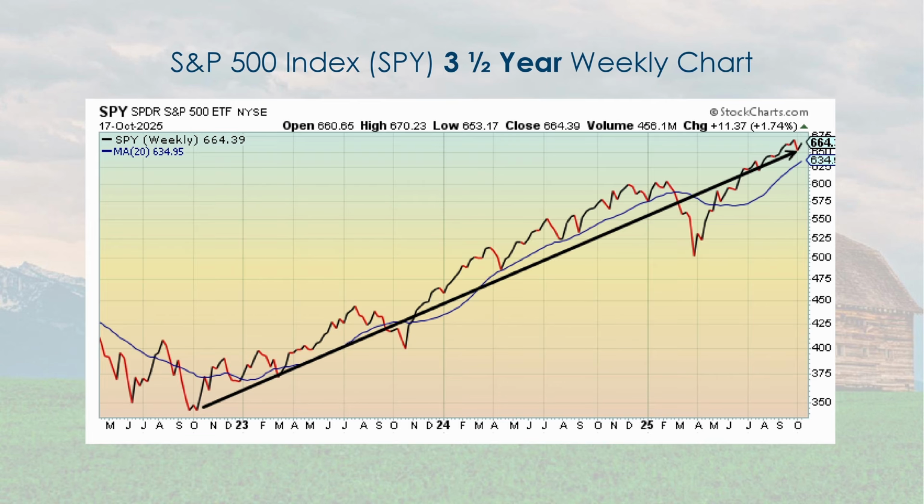The S&P 500, this is a 3.5-year chart. I put a black arrow in here so you can see clearly the direction of the S&P 500. Most of the time it was above the 20 period moving average. This is a weekly chart, so 1 move equals 1 week. But at the very far right, upper right, is a little tick up, and that shows last week, which was positive. And so it's staying well above its 20 period moving average, moving in a positive direction.